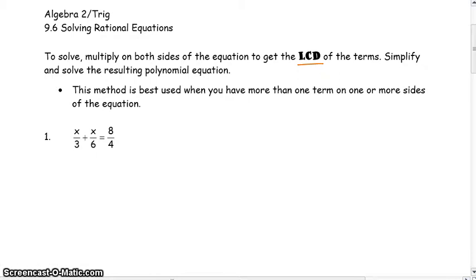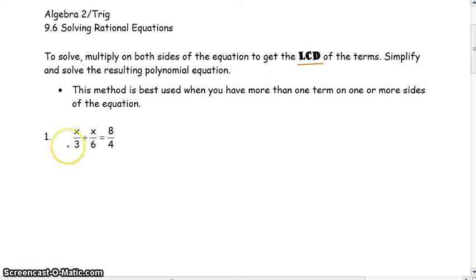Okay, so this is just a simple set of notes for you. This method is best used when you have more than one term on one or more sides of the equation. So, for example, looking at number 1, we can use this method because we have two terms on the left side and one term on the right side. So, to do this, we need to figure out what our least common denominator is.